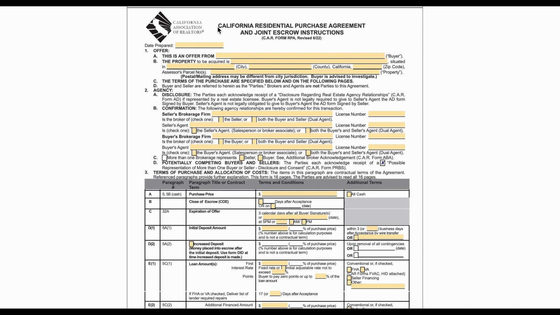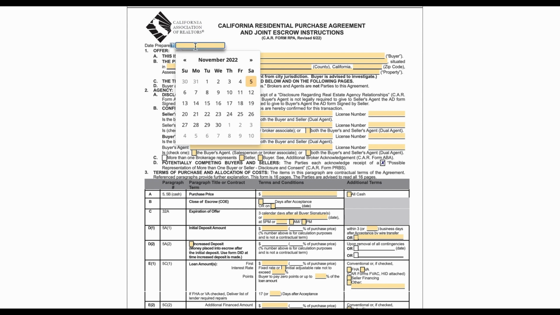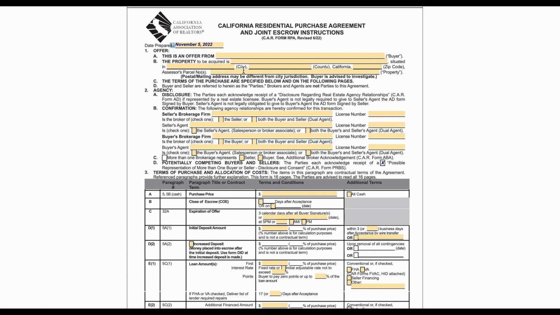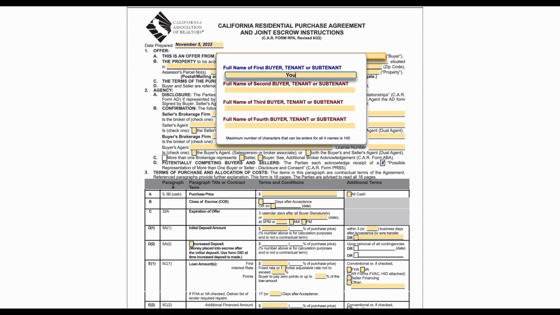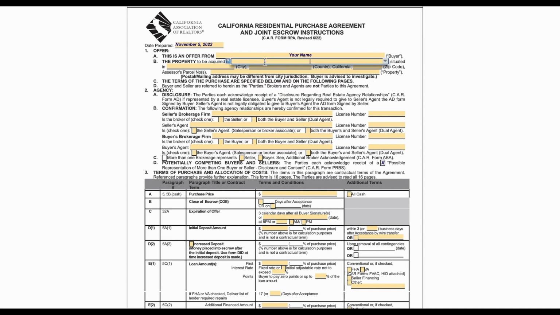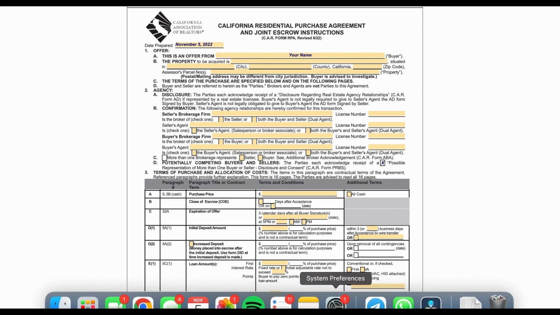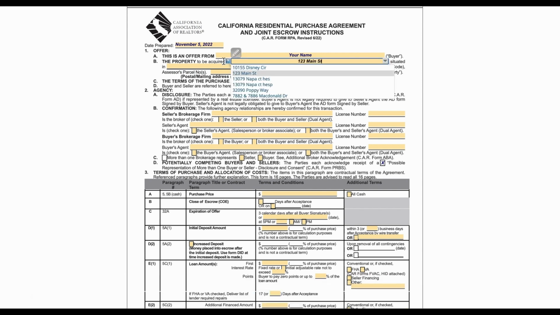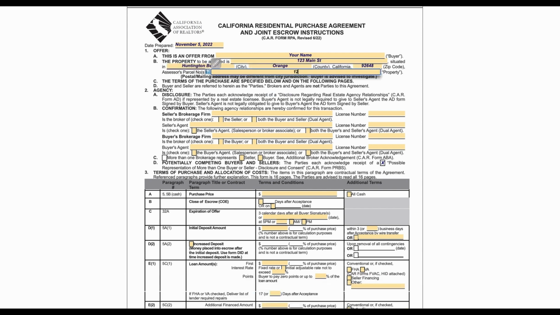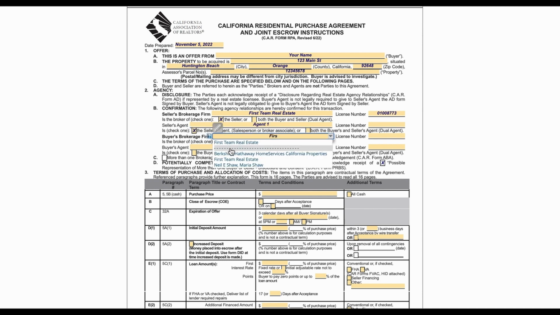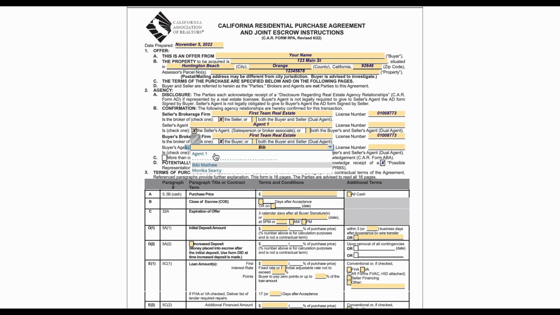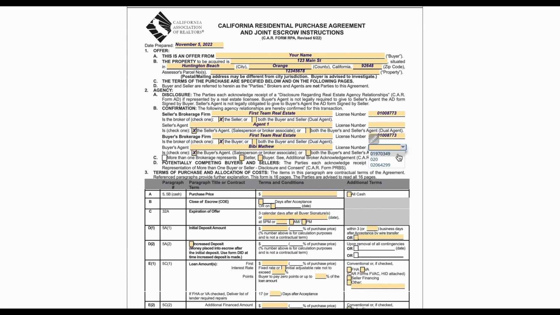First thing you see is the date prepared, which is the date you fill this out, followed by who this offer is from, which will have your name. The property to be acquired is the address of the property, including the assessor's parcel number, which the realtor will fill out. Information about the brokerage and the agent that's representing the seller and the buyer is filled out. If I'm representing you, I will have my info in the buyer's brokerage firm section.